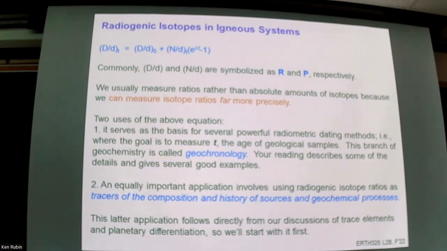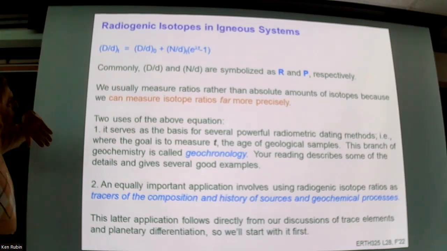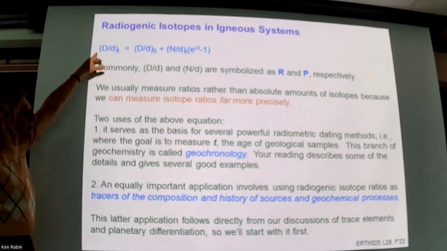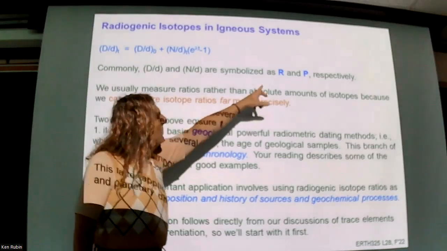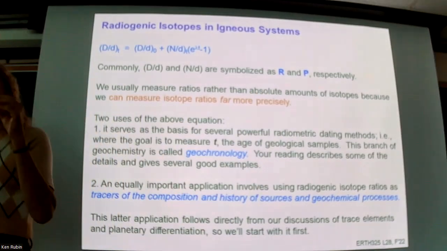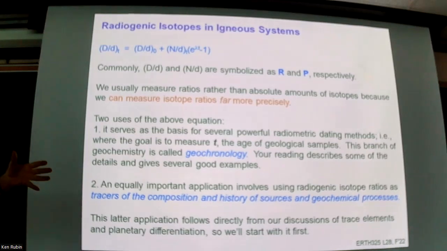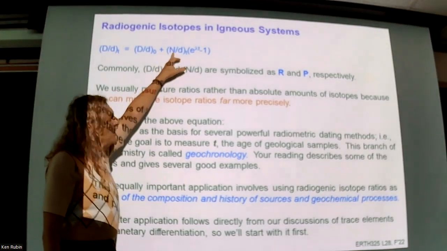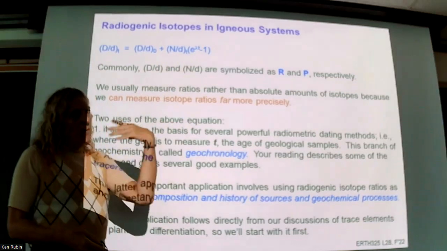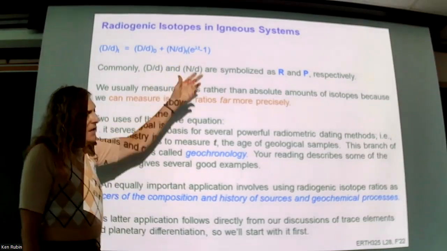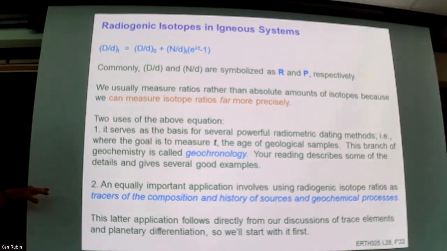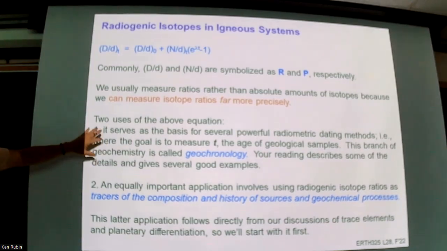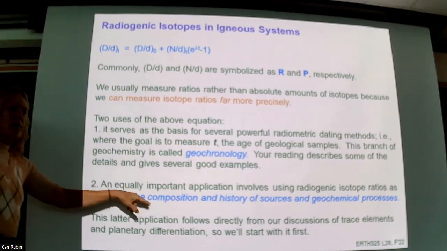Basically, there are two ways to use this equation, and sometimes you will see these things simplified, like this thing here, which is the daughter isotope normalized by a stable isotope of the same element. Sometimes that'll be written as R. It just means the radiogenic isotope ratio. It is the thing that's being produced. And this thing here will sometimes be denoted as P, which just means the parent: the rubidium 87 normalized to, in this case, strontium 86. So we can use this to tell time, and I'll show you some examples of that in a second. And we can also use it to look at the history of metal sources.